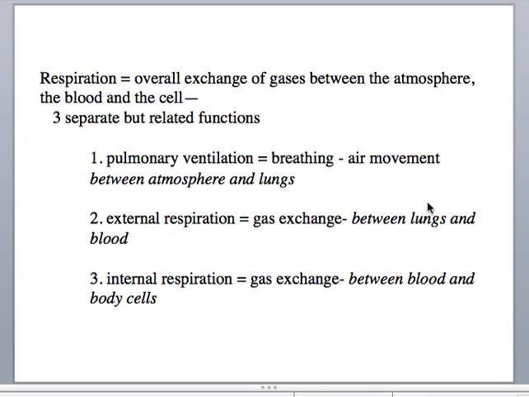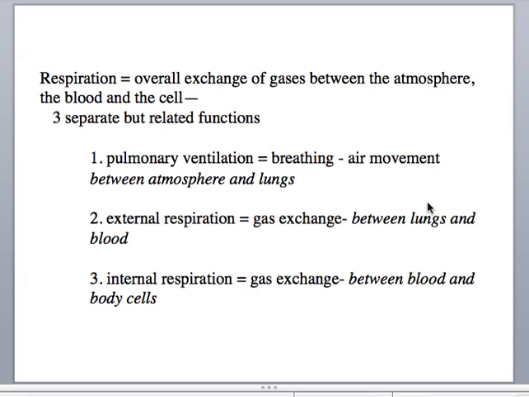So respiration is defined as the overall exchange of gases between the atmosphere, which means the outside air, the blood, and your cells. And we would think about the cells of the tissues of our body. There are three components to respiration, and they're separate, but they are related.